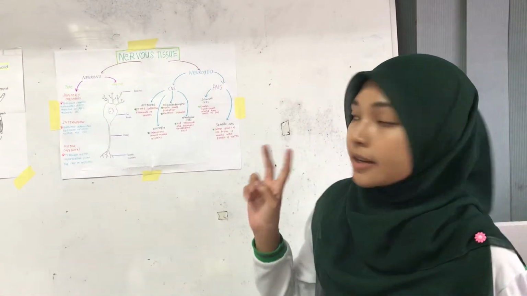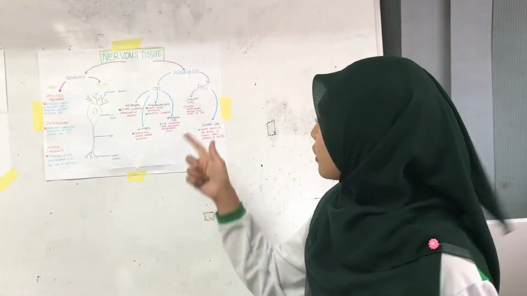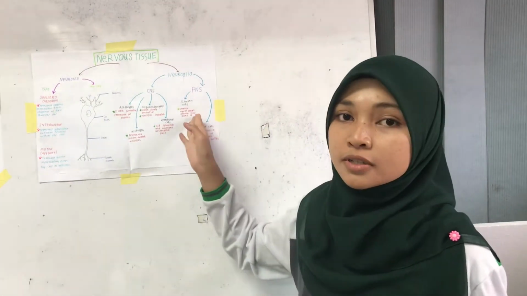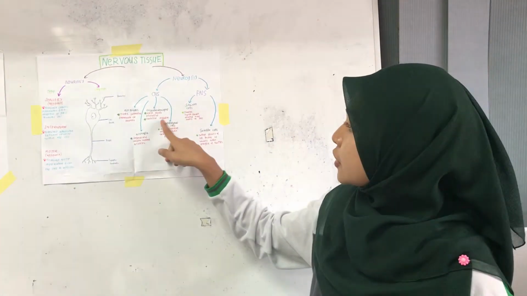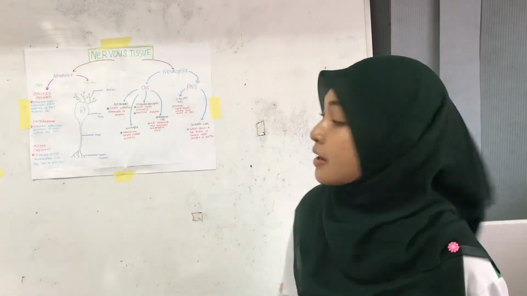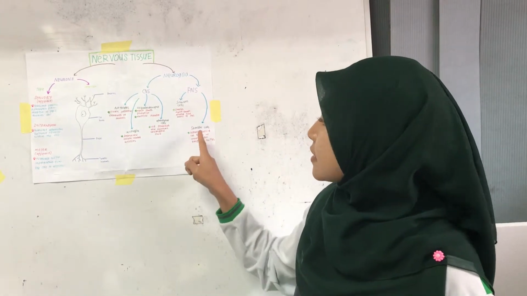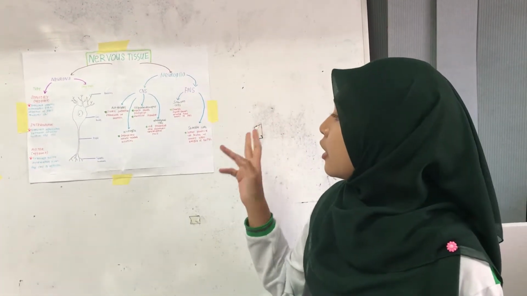So for the PNS, it consists of Schwann cells and also satellite cells. The Schwann cell has the same function as the oligodendrocyte, where it creates myelin sheaths, and the satellite cell supports groups of cell bodies of the neurons within the PNS.